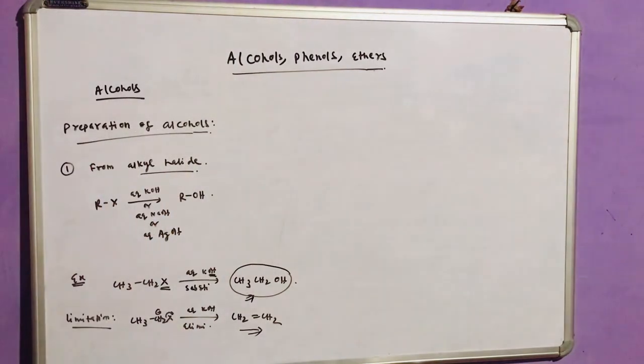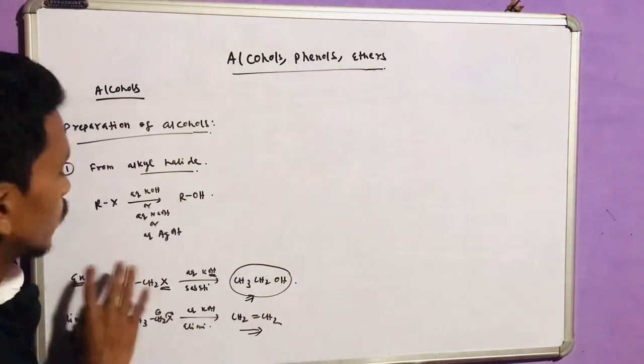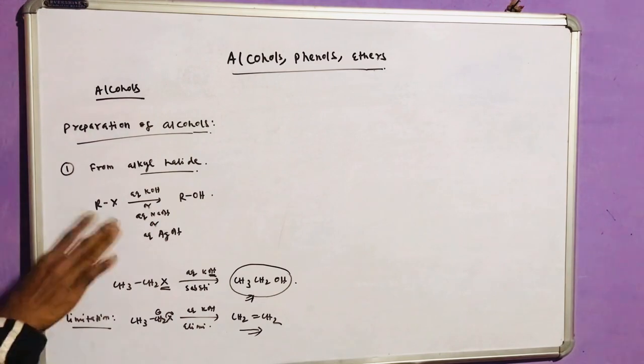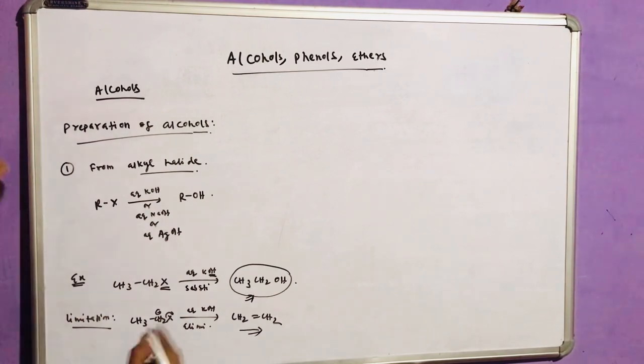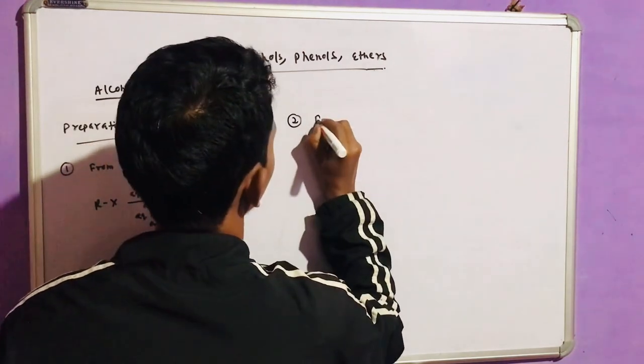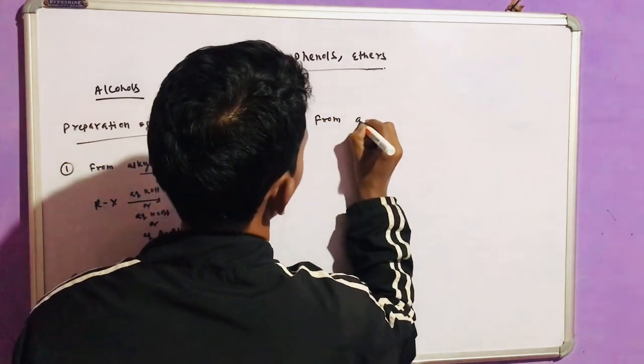For industrial processes, elimination occurs, so this procedure is not always favorable, but for exam purposes we can write this as the preparation of alcohols from alkyl halides. Then the second is from alkene.